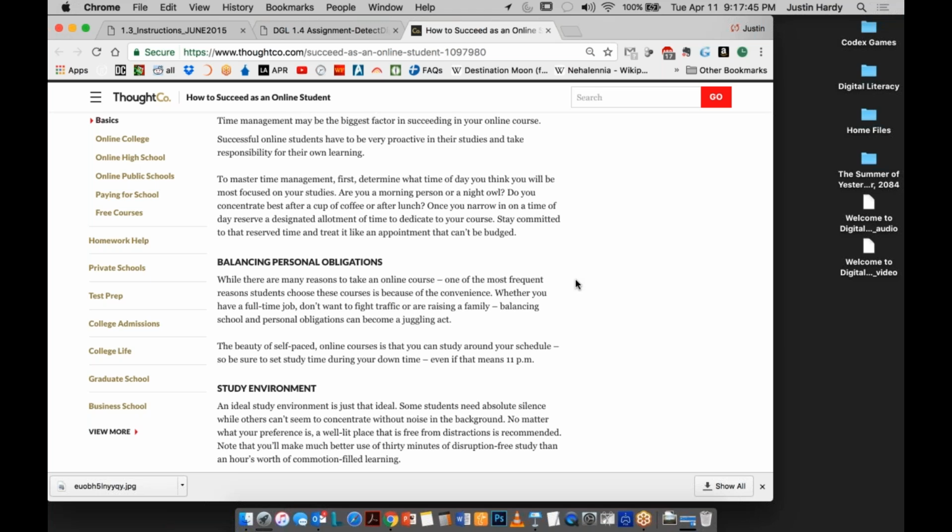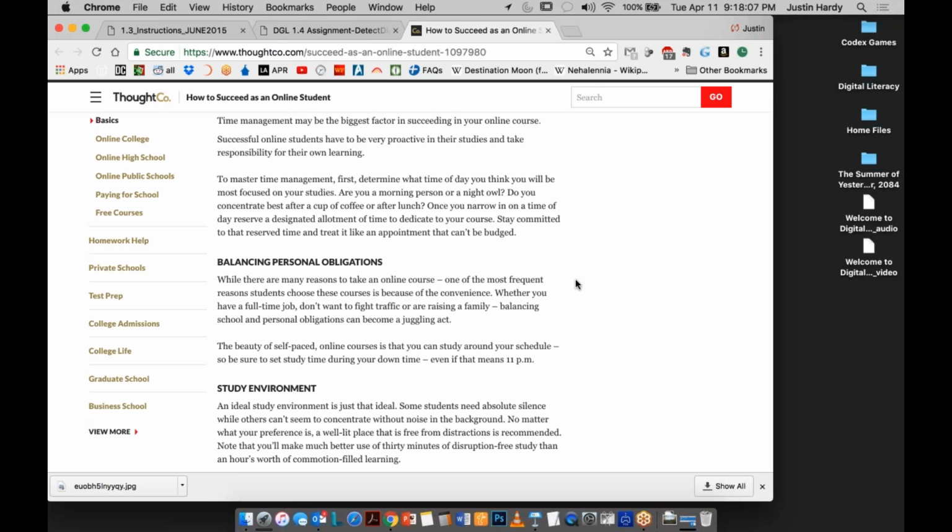So to master time management, you want to determine the time of day that you think you'll be most focused on your studies, whether it's in the morning or the afternoon or after work, after dinner, after you put the kids to sleep, whatever it happens to be. Are you a morning person? Are you a night owl? Do you concentrate best after a cup of coffee or after lunch?